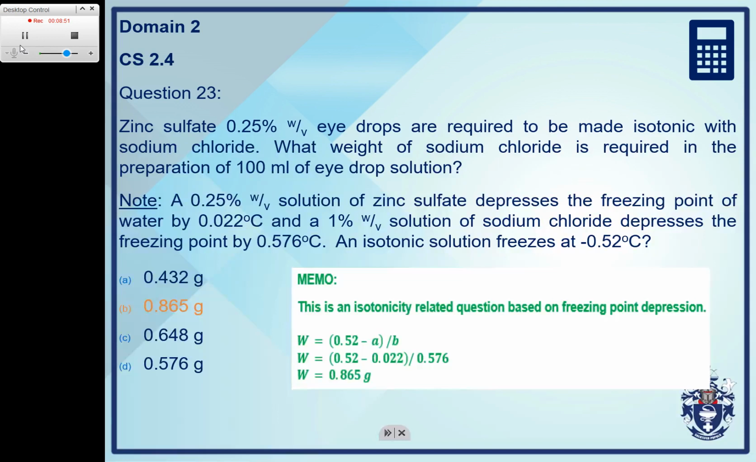So what you actually need to do is just substitute the values into the equation, and then you will get an answer of 0.865 grams. So you will need 0.865 grams of sodium chloride per 100 moles of solution to make it isotonic. And from the list of answers, you will see it is option B.